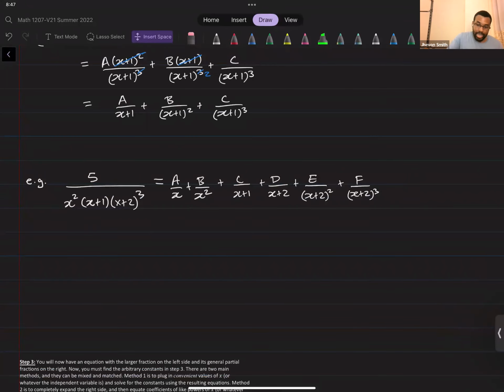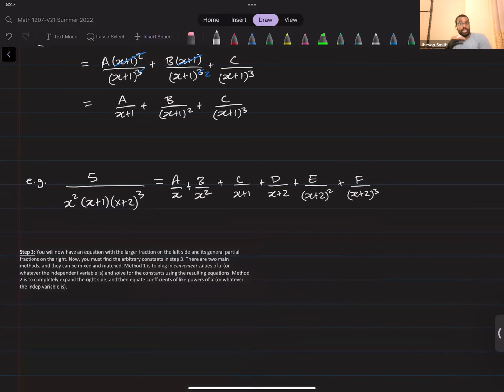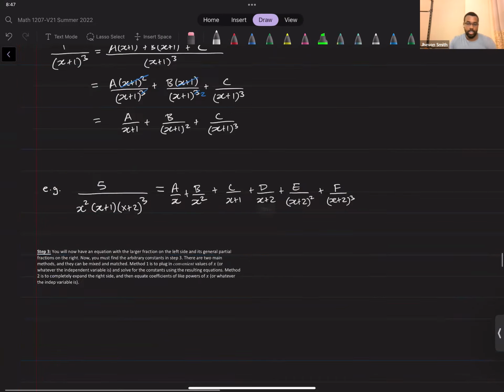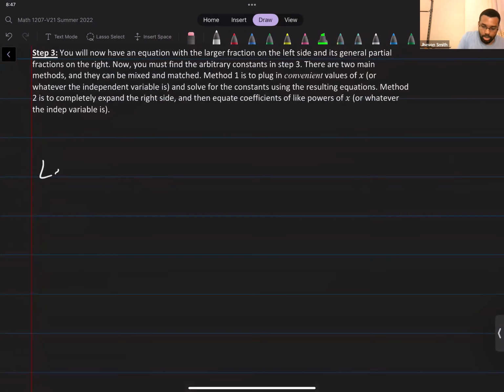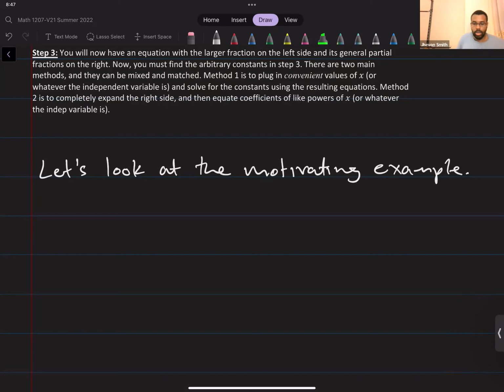Okay, awesome. So that's like the generic thing. So now the next step is how are you going to find what the A, B, C, D, E, F are, right? So it's like originally when we had, let's look at the motivating example. So there are two main methods for finding these guys. I would say the first method should be your go-to. The second method you use if you have to. And it might be the case where a mixing and matching of these two methods is actually the best way to go. So let's look at method one.